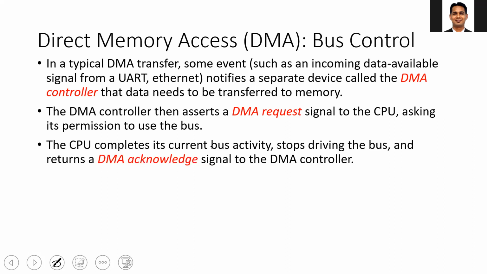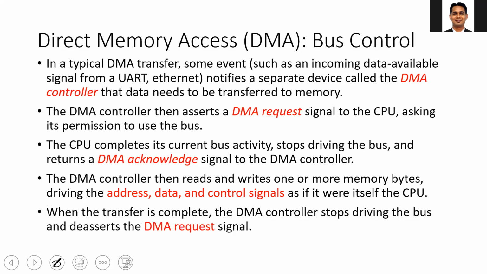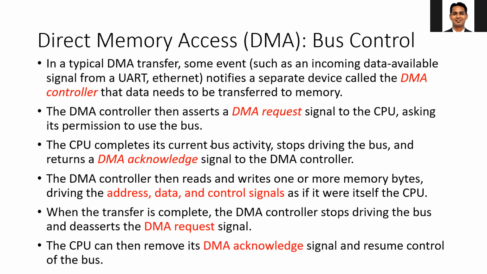Then, if the bus is being used by the CPU, it will complete its current activity, then stop driving the bus and return the DMA acknowledgement signal to the DMA controller. So the CPU tells the DMA, okay, now the bus is free, now you can use the bus. The DMA controller then performs the memory transfer by driving the address, data and control signals of the bus. When the transfer is complete, the DMA controller stops driving the bus and deasserts the DMA request signal. And then the CPU can remove the DMA acknowledgement signal and get control of the bus.